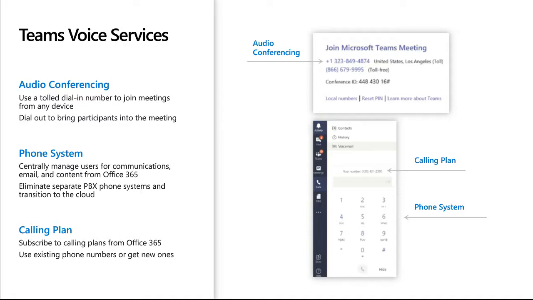It's a way to subscribe to plans from Microsoft 365 and use existing telephone numbers if you want to port your number over, or you can get a new number. Within Teams, as you can see on the bottom left-hand side of the blue bar, you have a phone number where your phone is, and within there you have a keypad just like a normal phone.